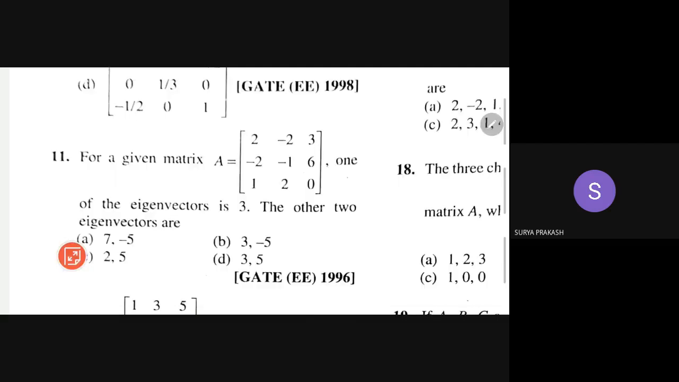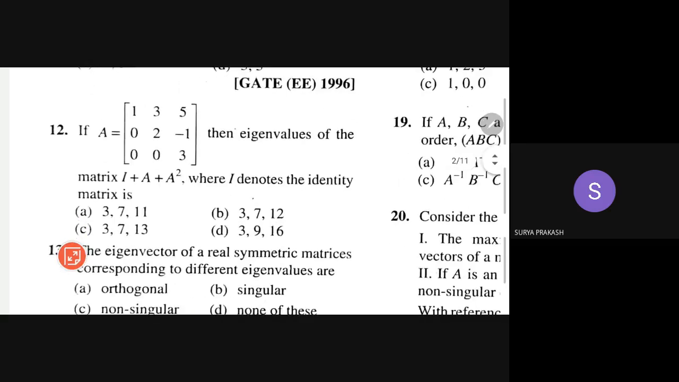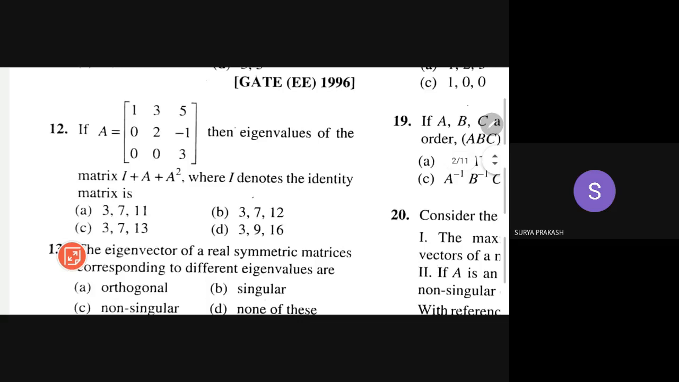Yeah, right. Next, 12th problem. Eigenvalues of matrix 1 plus A square. Yeah, right. This is a very good problem. So, can anyone suggest now?